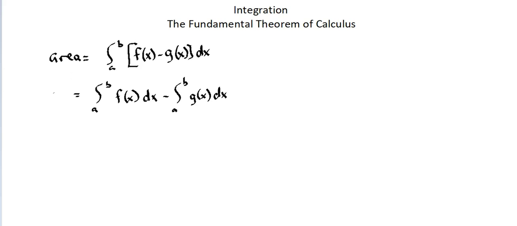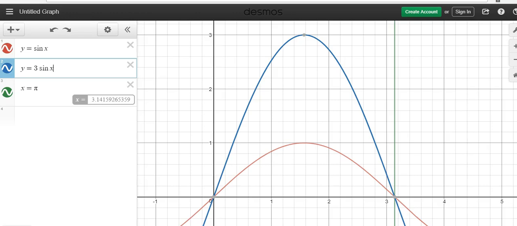Let's analyze the two functions. f of x equals 3 times sine of x, and g of x equals sine of x. And let's check these curves in the Desmos graphing software to make sure we have them in the right order. We want the higher curve minus the lower curve. And these are our graphs.